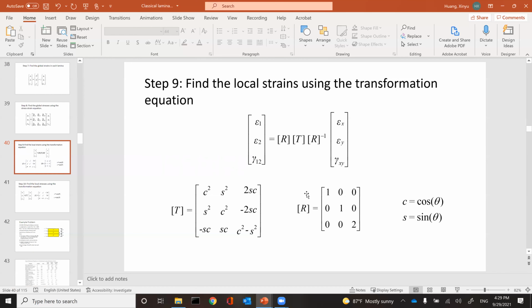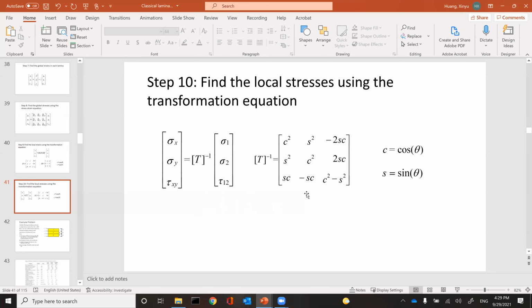You can transform back. Now, once you got the local strain, how do you get the local stress? I mean, the material direction stress. You just multiply together, right? You just multiply by Q.